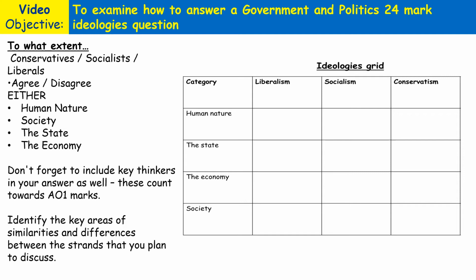Don't forget, in your 24-mark ideologies question, you need to include key thinkers in the main body of your answer, and we'll touch on that in a few minutes' time as well. And you need to make sure you identify the key areas of similarities and differences within each of the strands that you plan to discuss in your answer. So liberalism, socialism, conservatism, they've all got within them different beliefs and ideas about human nature and the state and the economy and society. So you need to make sure you understand those differences before you approach and before you answer the 24-mark ideologies question.